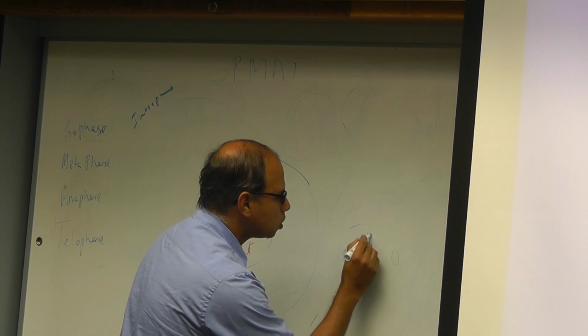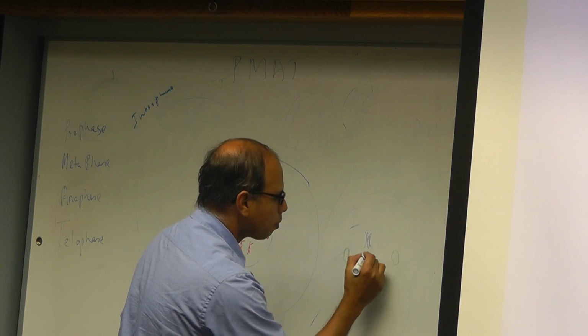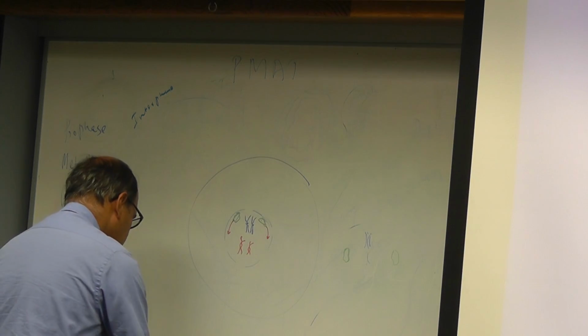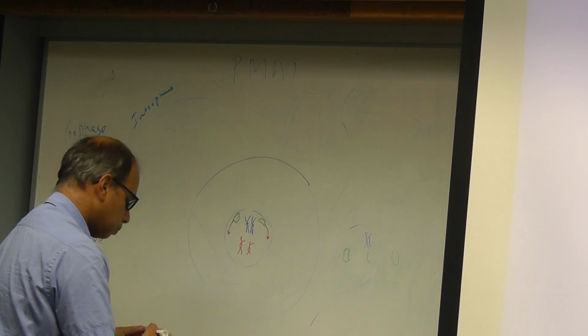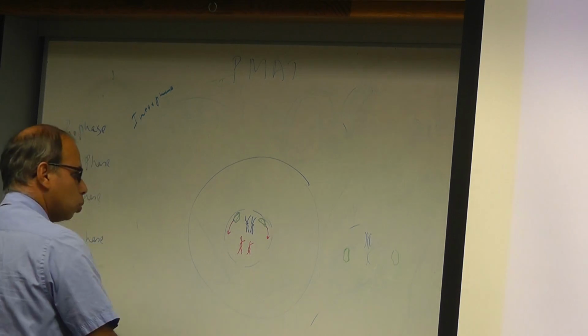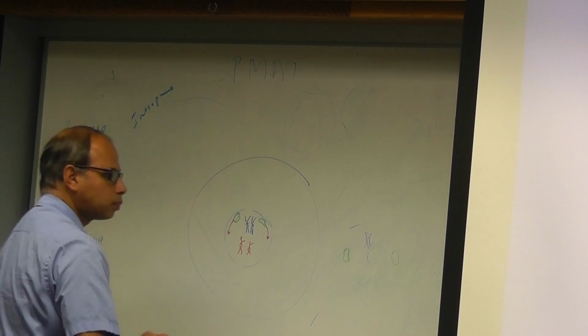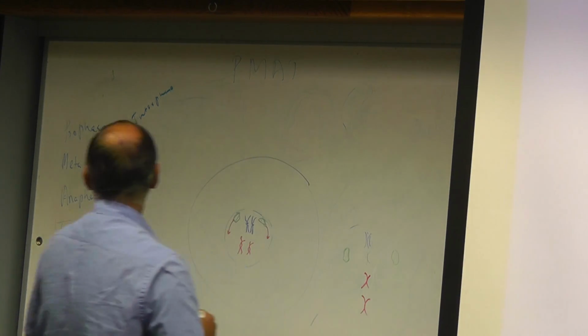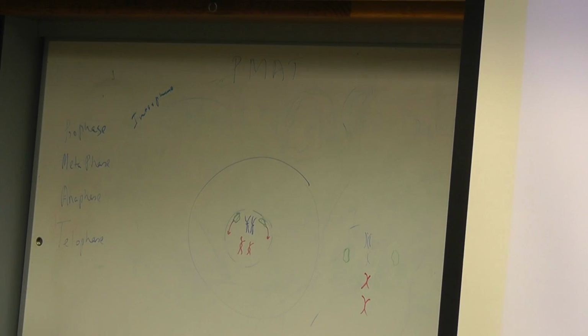The chromosomes go to the center of the cell, the equator of the cell. What was the color? Which phase is this right now? This is now in metaphase. Okay?